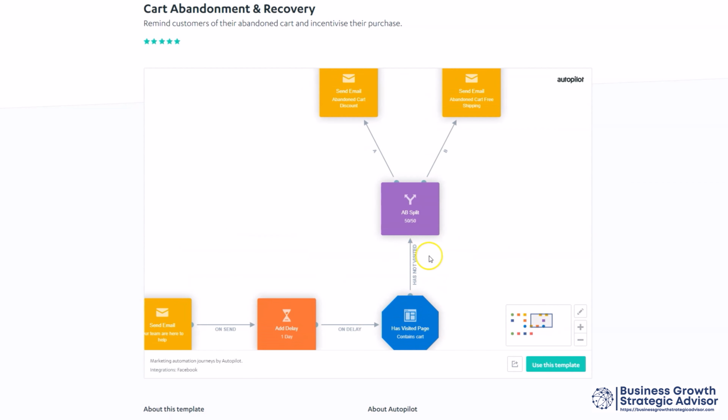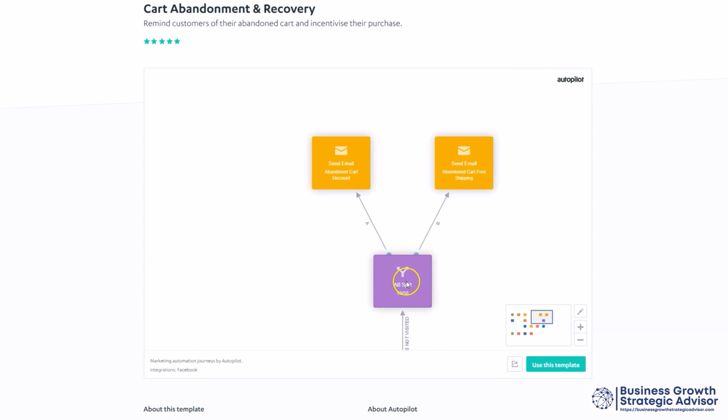If they have not visited, then you're doing a split test here, which is another very cool feature of Autopilot, okay? You're sending an abandoned cart discount to half of them. It's a 50-50 split. So half of them get that, and then the other half get a free shipping offer. So in this case, it's a discount, a coupon on the actual price. In this case, it's a free shipping offer.